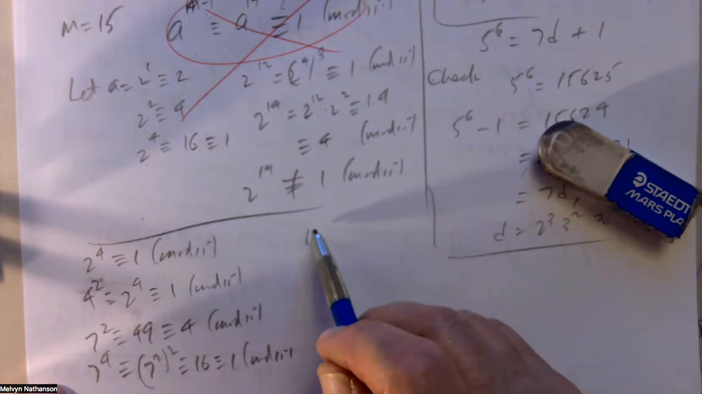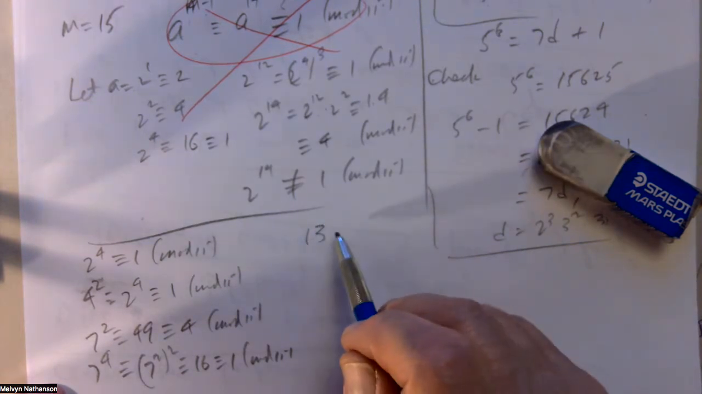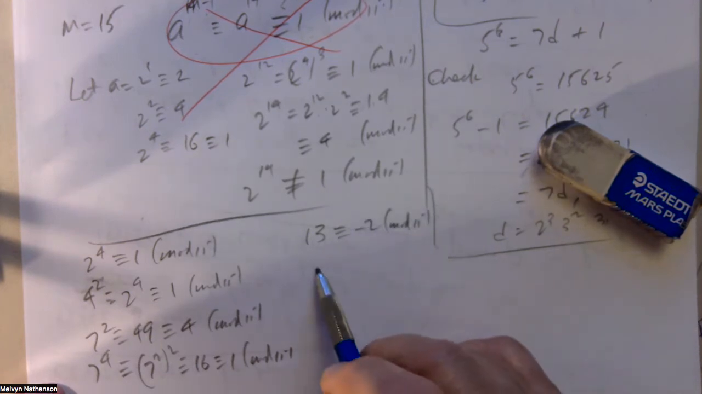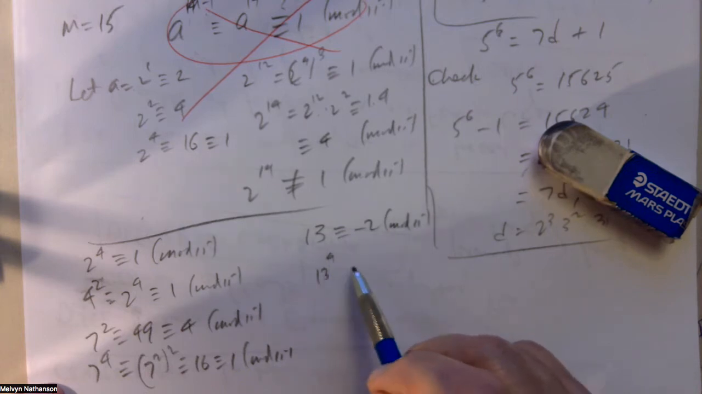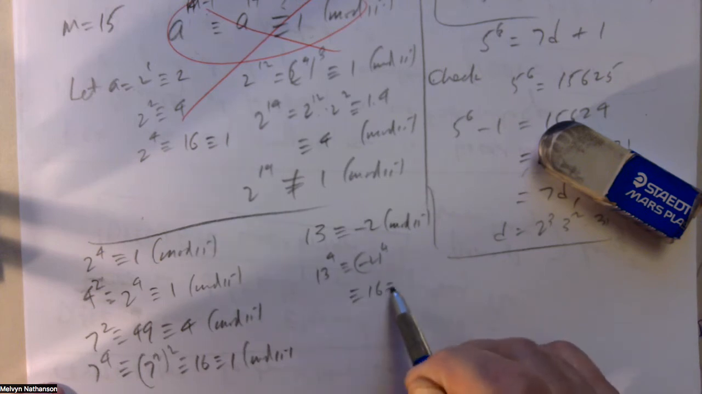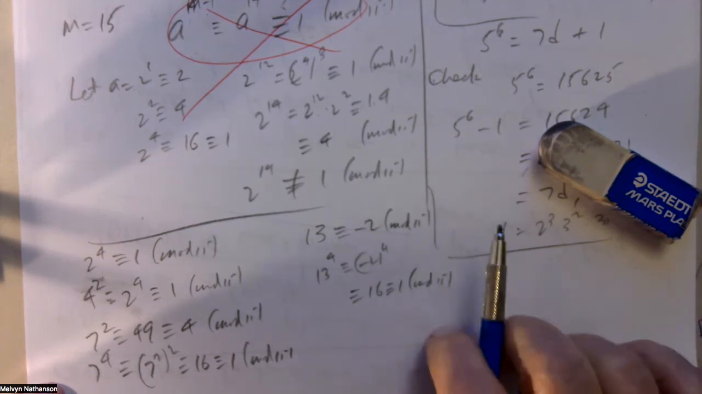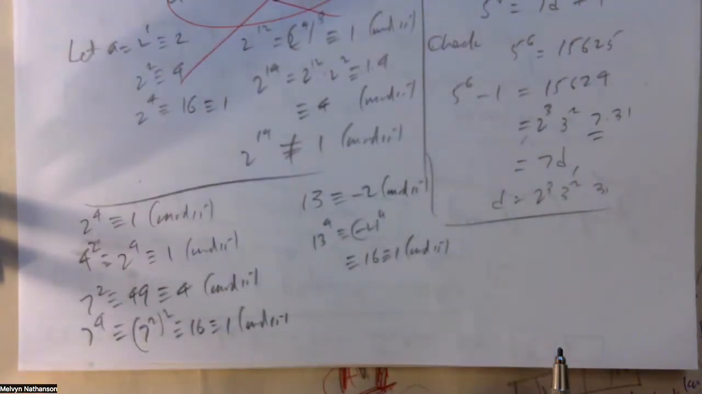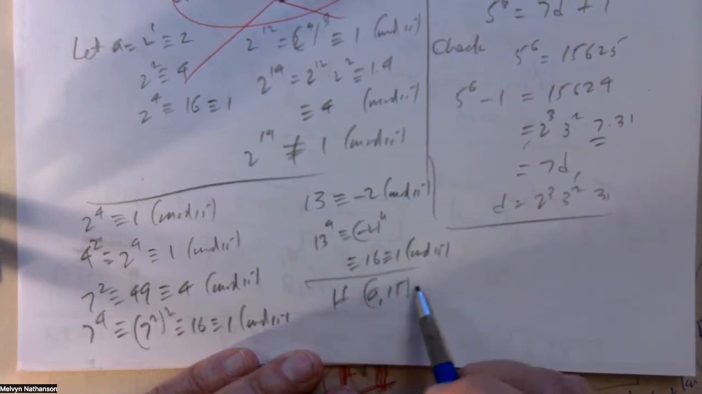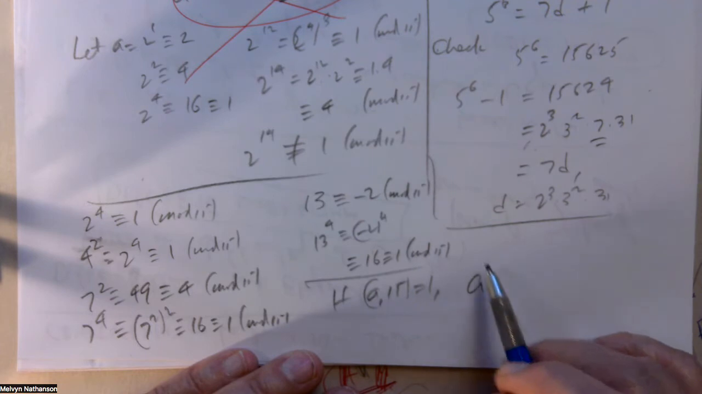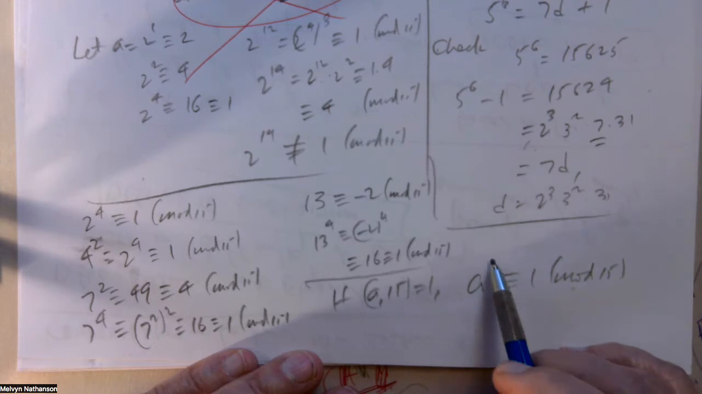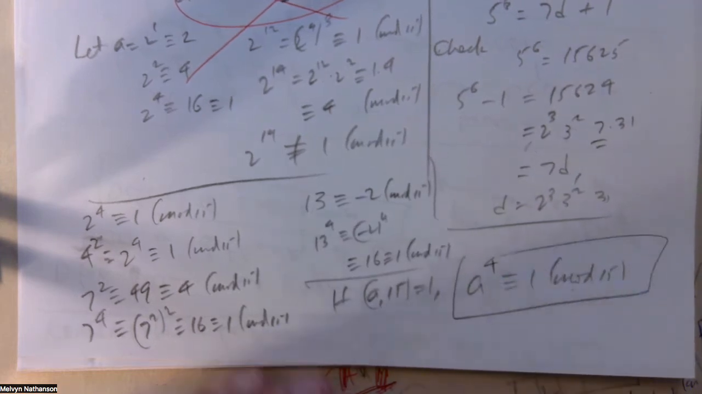Let's try 13. Well, 13 is easy. 13 is congruent to minus 2 mod 15. So 13 to the fourth power is minus 2 to the fourth power, which is 16, which is 1 mod 15. In fact, if we keep experimenting, playing around, we'll see that if a and 15 are relatively prime, a to a certain power is always congruent to 1 mod 15, but the power is not 14. In fact, the power of 4 works.